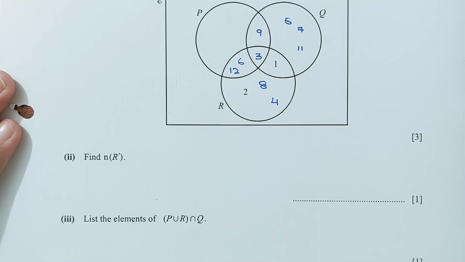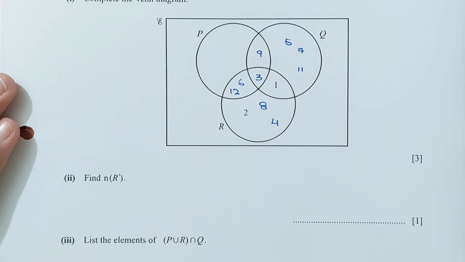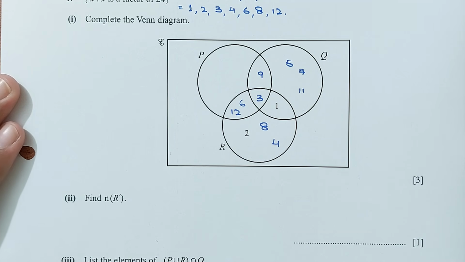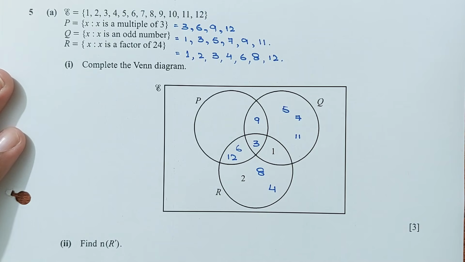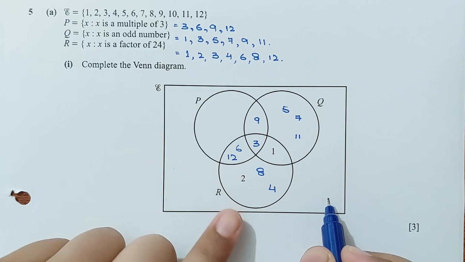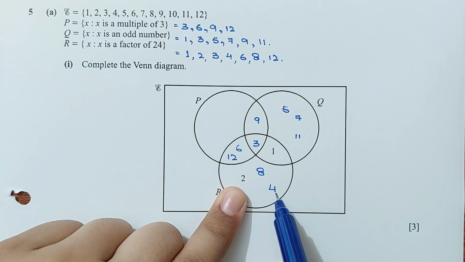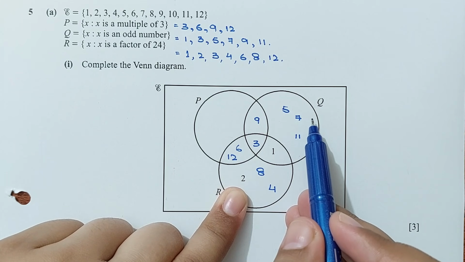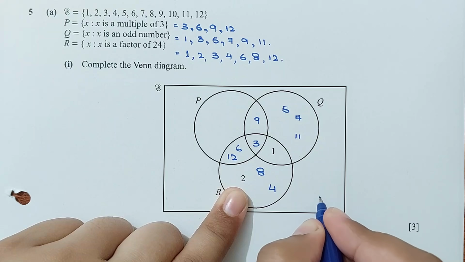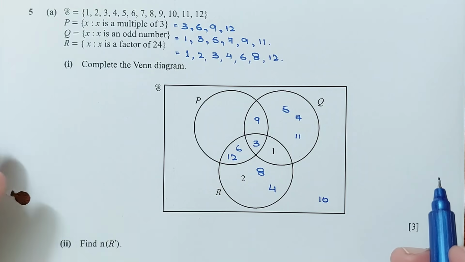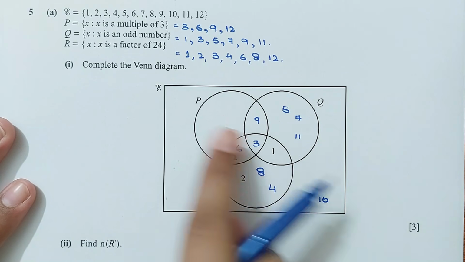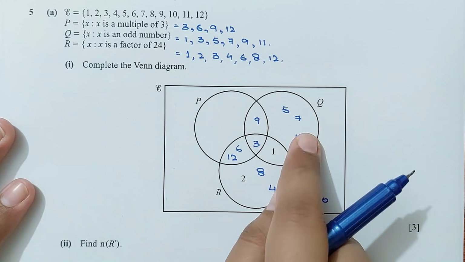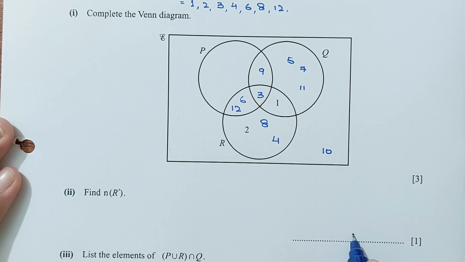Number 2, find the number of R complement. Okay, the numbers that are outside of R, right? So how many numbers are outside of R? Wait, we have to find the numbers that are over here as well. So 1, 2, 3, 4, 5, 6, 7, 8, 9, 10 is missing, 10, 11, and 12. Yes. R complement is the region that is outside of R. 1, 2, 3, 4, 5. So 5 numbers are in R complement.